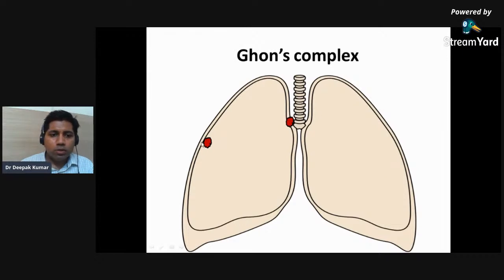So then what happens? This Ghon's focus becomes Ghon's complex when there is lymphatogenous spread from this area to the paratracheal or mediastinal lymph nodes. Put together, Ghon's focus plus a mediastinal or paratracheal lymph node is called Ghon's complex. Now, what happens next? There are multiple things that can happen after this. If the body contains the infection at this stage and these areas get fibrosed and calcified, they are called Ranke's complex. So you see, the difference between Ghon's complex and Ranke's complex is just whether the lesions are active or fibrosed.